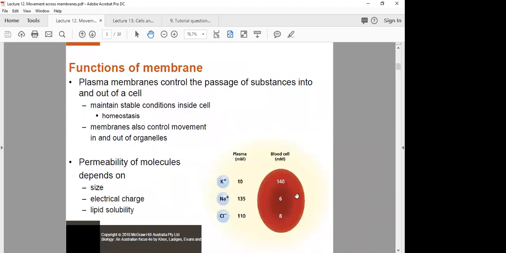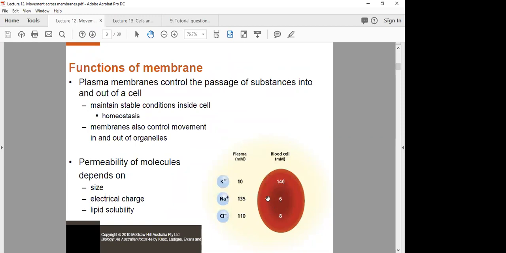So let's start by considering this cell here. An example of a cell, obviously a red blood cell, and we'll look at the concentration of 3 ions. Potassium ion is present at a concentration of about 140 millimolar inside the cell, but outside the cell in the plasma, so the fluid component of the blood, it's found in very low concentrations. But if we look at sodium and chloride ions, they're present at high concentrations in the plasma, but really low concentrations inside the actual cell.